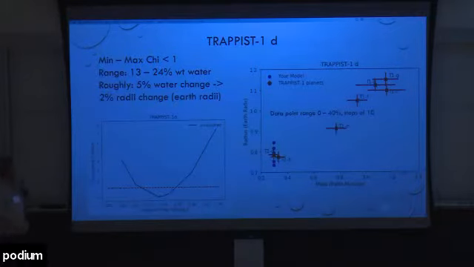TRAPPIST-1D is same deal, wide range of parameter space underneath the chi-squared of 1. We get a range between 13 and 24% by water. And for this planet, we just quantified how much the radius changes by changing a certain amount of water content. We quantified that to saying about a 5% change in the water results in about a 2% change in the radius of your planet.